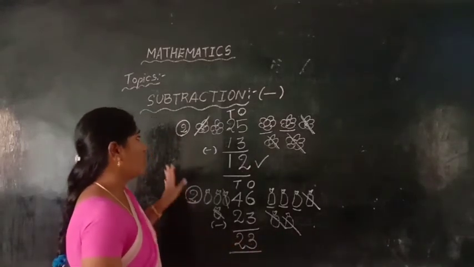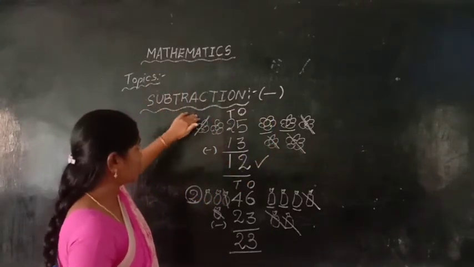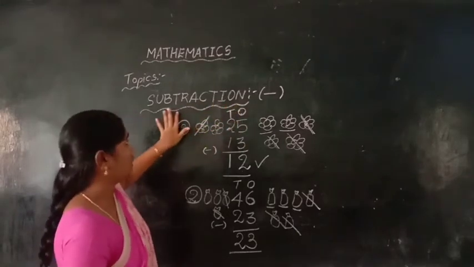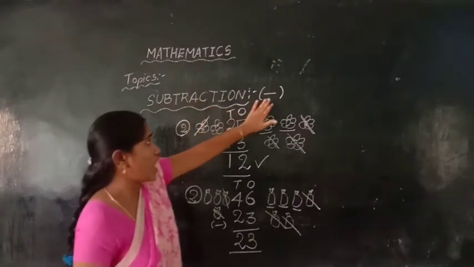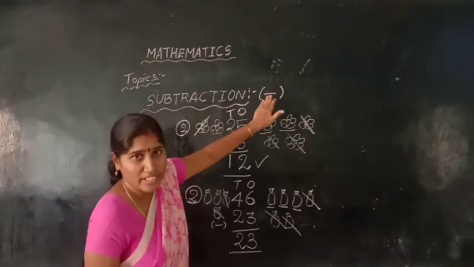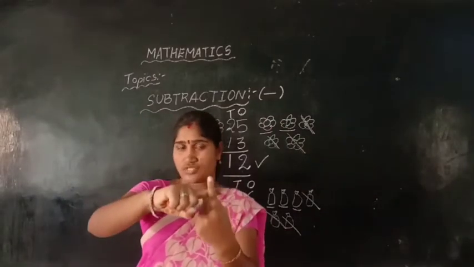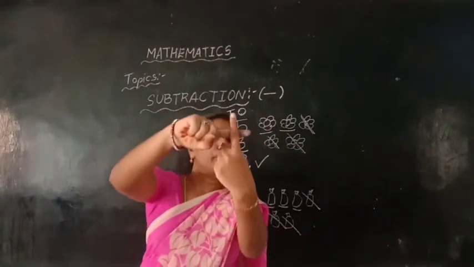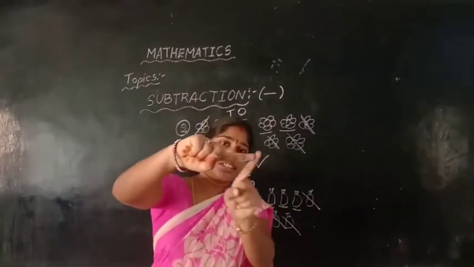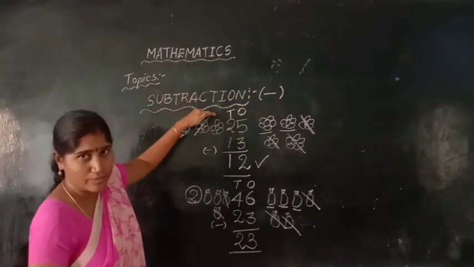Okay, children, did all of you understand how to do the subtraction? What is it, children? Say all of you. It is subtraction. The symbol is called minus. For additions we use this one, it is called plus, like this. It is called minus. Minus is used only for subtraction.